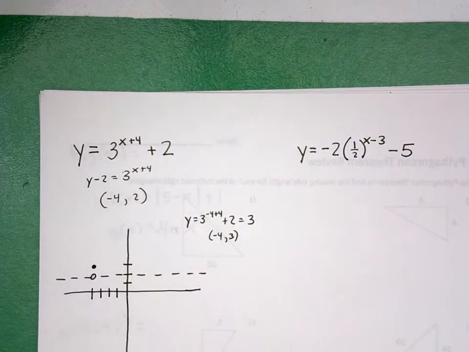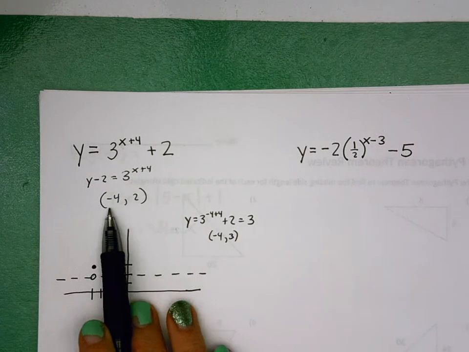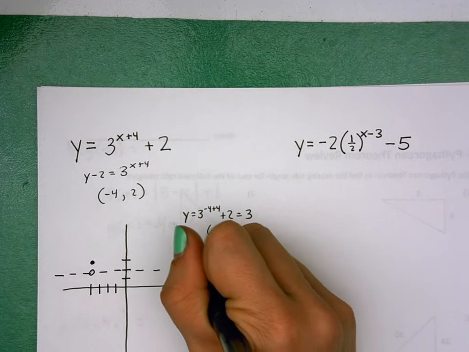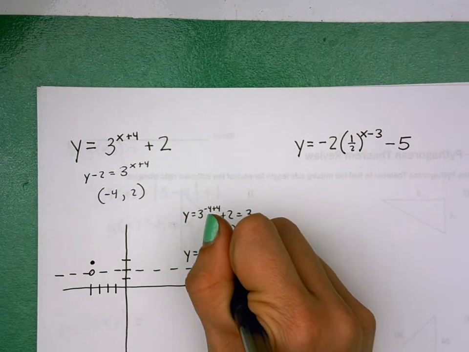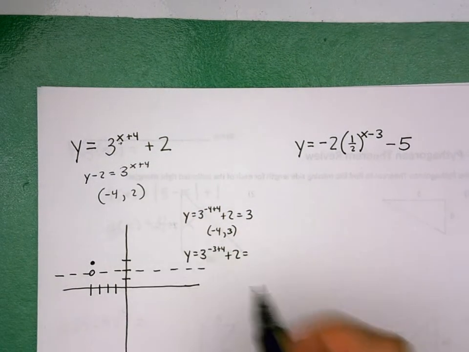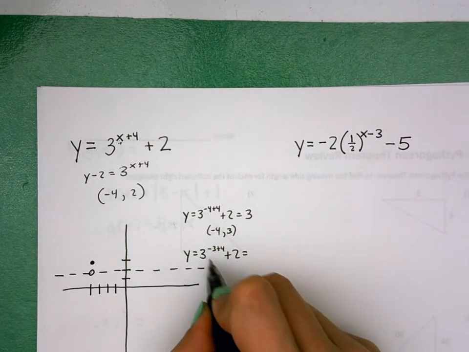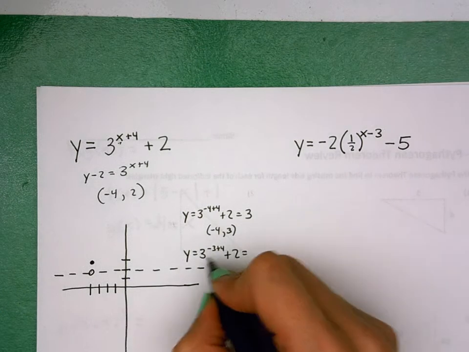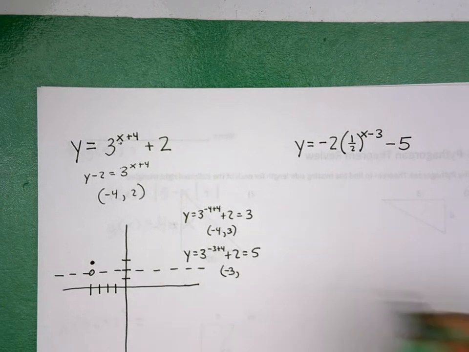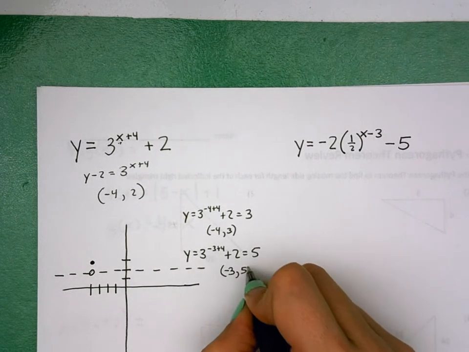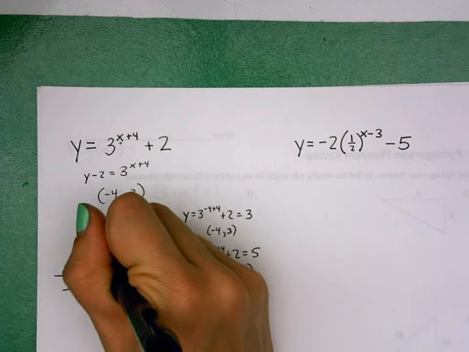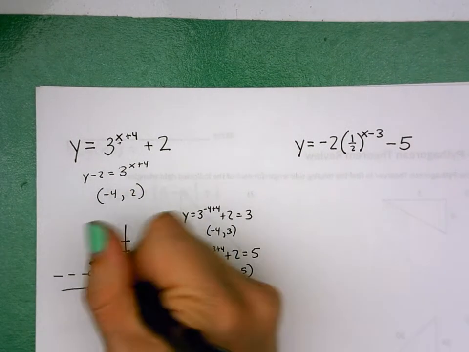And then at least one other point, I recommend not going too far from this negative 4, so I'm going to plug in negative 3. Y equals 3 to the negative 3 plus 4, plus 2. Plugging negative 3 in here, negative 3 plus 4 is 1. And 3 to the 1 is 3. 3 plus 2 is 5. And so my second coordinate point is at x equals negative 3, what I plugged in, and 5, what I got. And you've got your exponential.